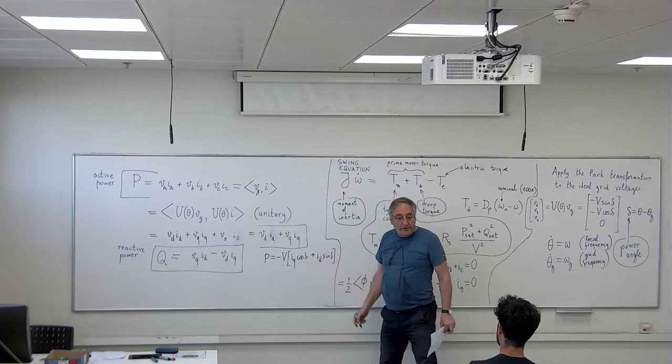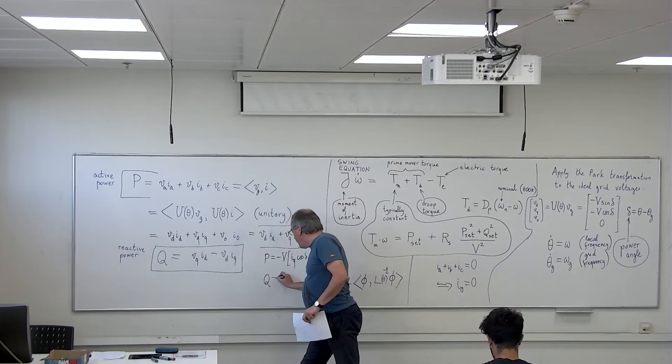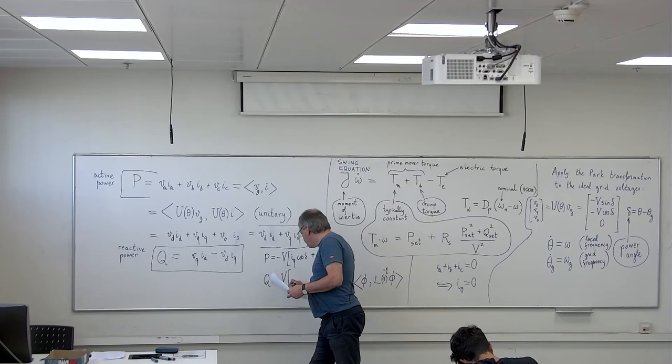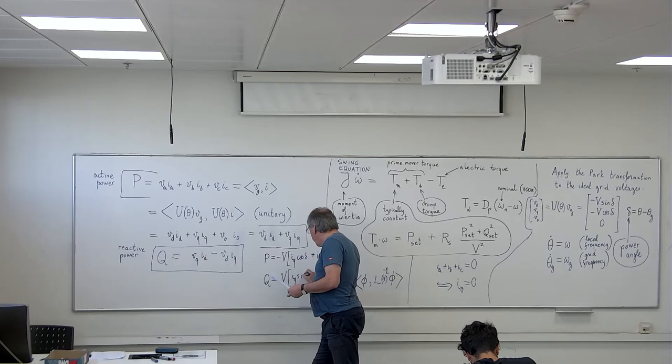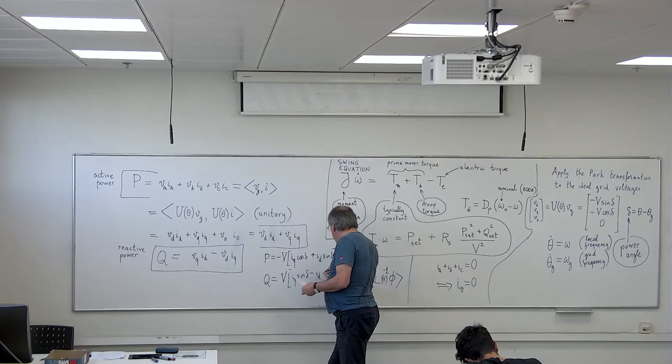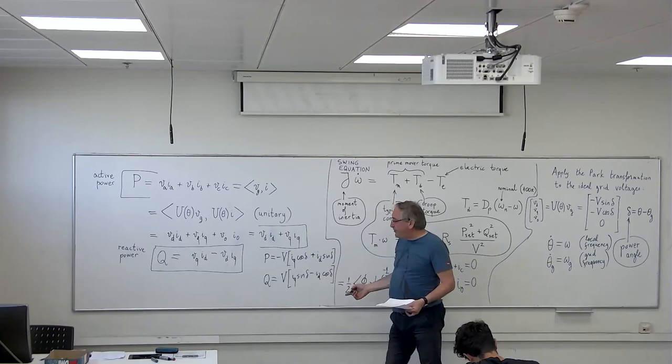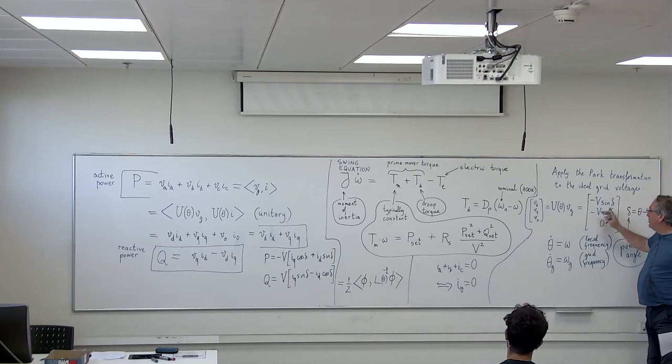And similarly, I can express Q as being V times IQ sine delta, and minus ID cosine delta. I just substitute here the expressions which I have here, and I obtain these two nice equations.